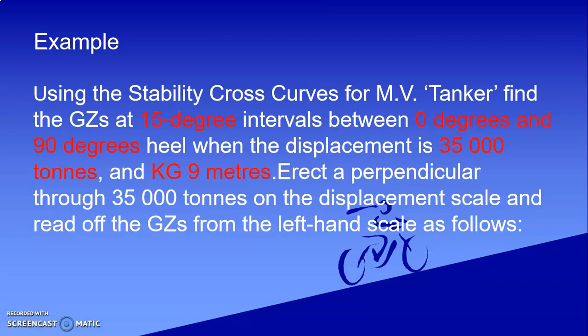For example, using the stability cross curve of MV Tanker, find the GC at 15 degrees intervals between 0 degrees and 90 degrees of heel, when the displacement is 35,000 tons and the KG is 9 meters. Erect a perpendicular at 35,000 tons on the displacement scale and read off the GC from the left hand scale as follows. Let me show you how to read the graph.